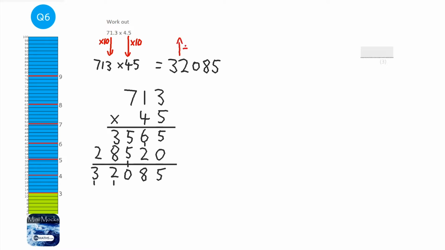And we undo it by dividing it by 10 and then dividing it by 10 again. So in total we've divided it by 100. So it's going to be 32 with a 0 and then 0.85. So the answer is 320.85.